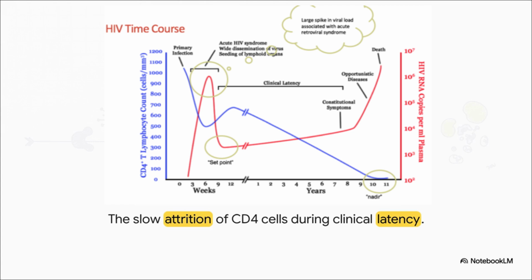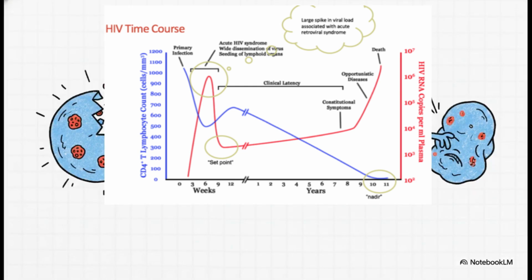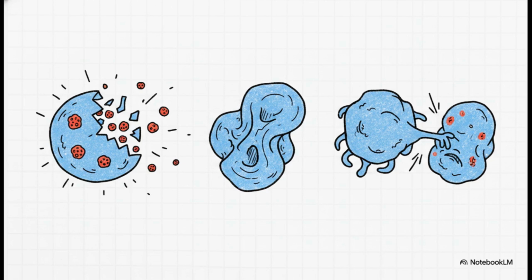Year after year, even though the patient feels completely fine on the outside, the virus is relentlessly chipping away at the foundation of the immune system, steadily depleting those CD4 plus T cells. In this continuous decline of our immune generals, it's a massive multi-front assault.